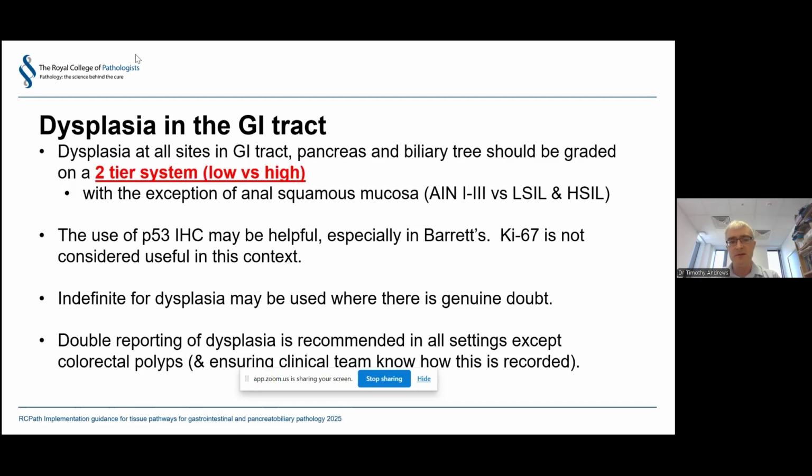The term indefinite for dysplasia is entirely appropriate where there is genuine doubt, but obviously it would seem best practice to try and avoid using this, trying to make a definitive diagnosis where that is possible. And we've also recommended that dysplasia should be double reported in all settings except colorectal polyps, so Barrett's, gastric dysplasia, dysplasia in IBD, etc. And I think just on a practical matter, ensuring that the clinical team know how the double reporting is recorded to avoid unnecessary queries.